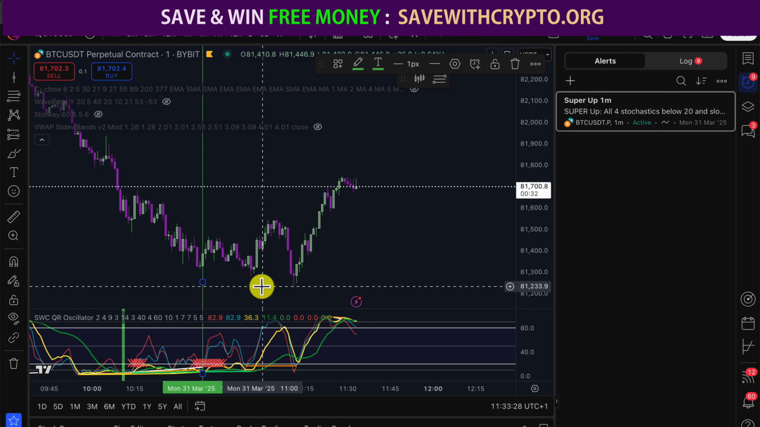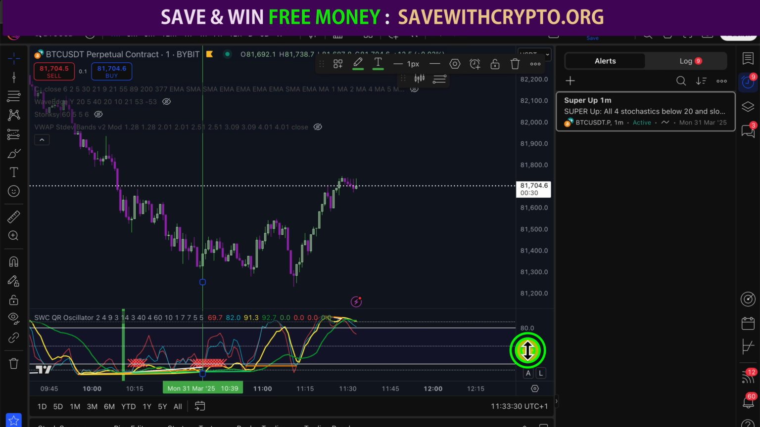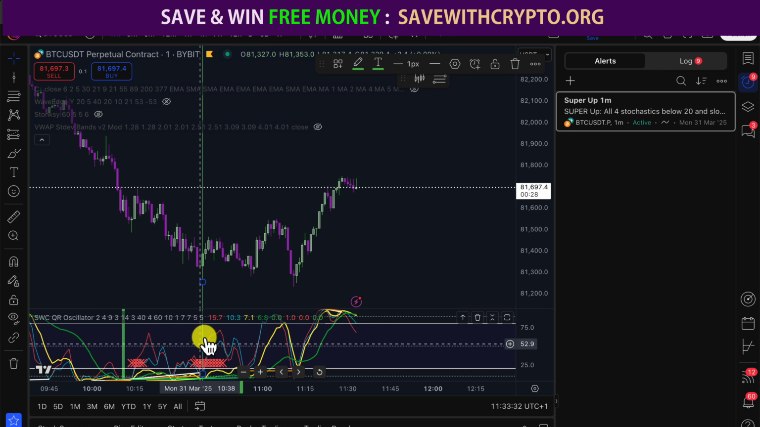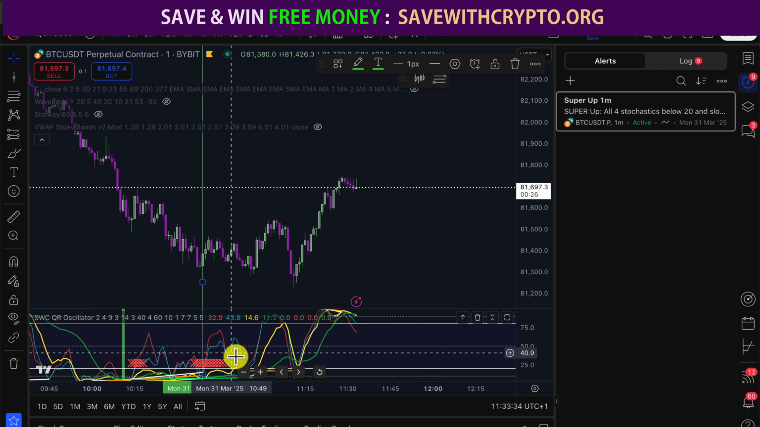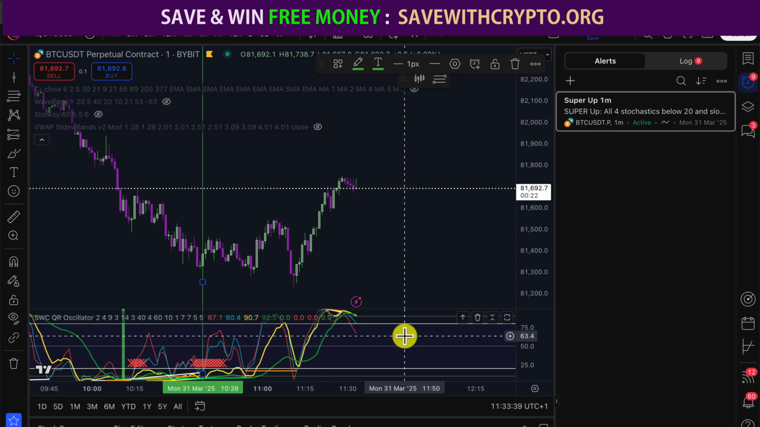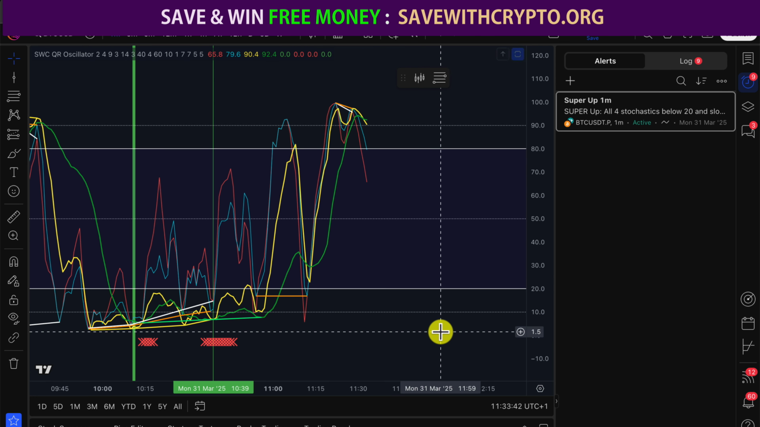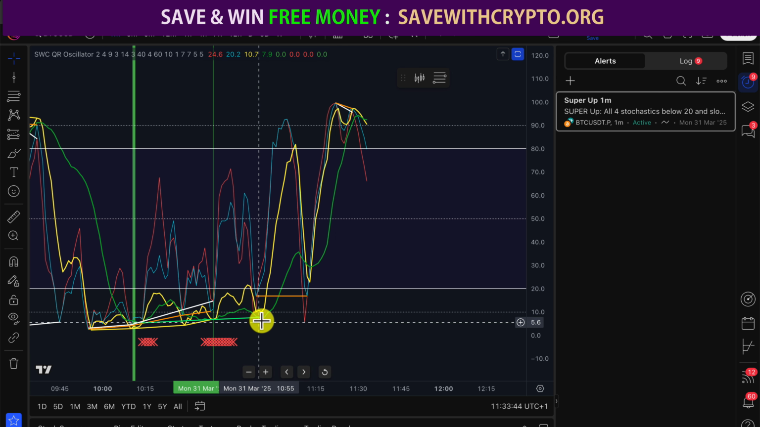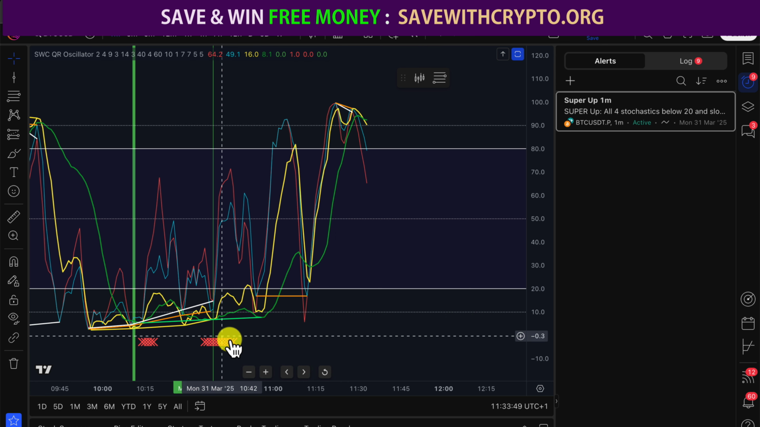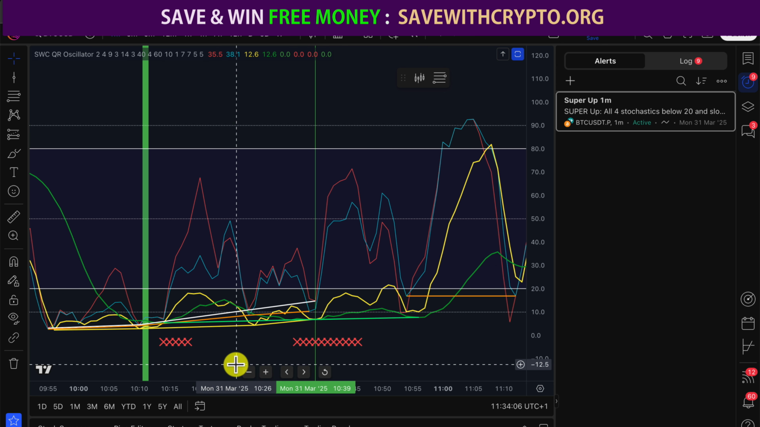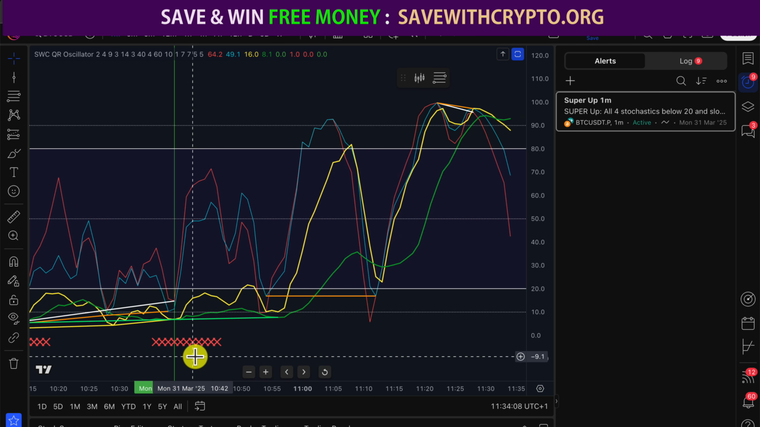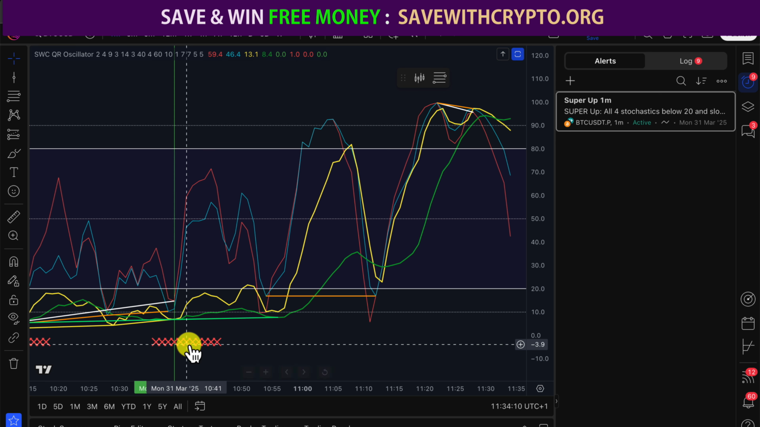Okay, so at this point, what it was saying is that all four stochastics, that's these wiggly red, blue, yellow and green lines, all four of these stochastics, let me just expand that, were below this 20% line, and they were all pointing upwards, which is a strong bullish sign. Now, in addition, once that had happened, we were getting these red crosses here as well.